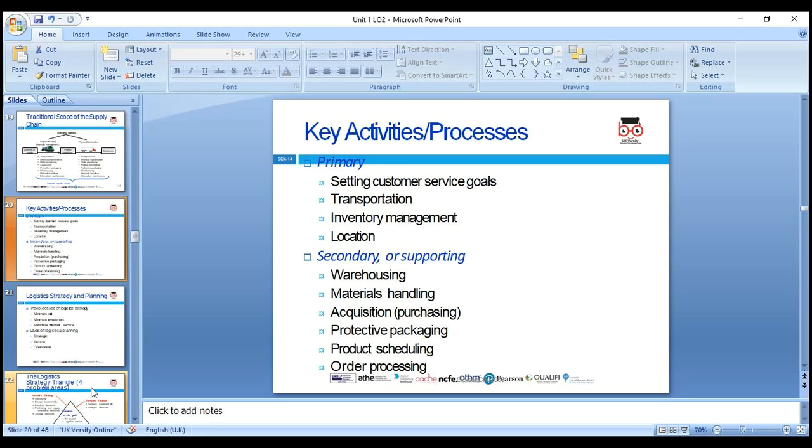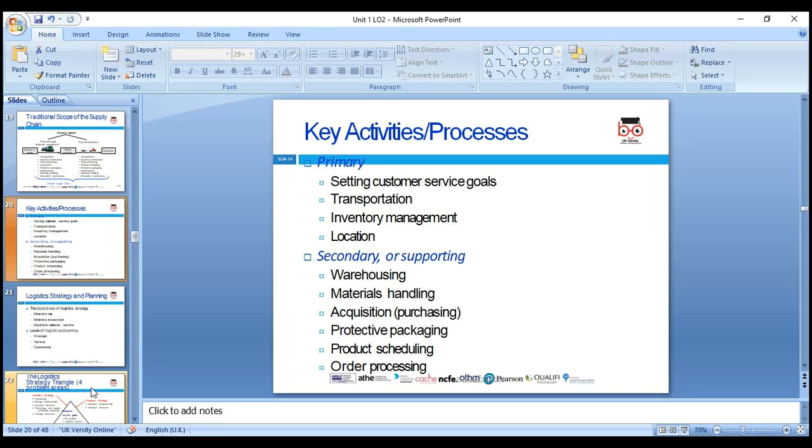But now this has changed to trains, so everywhere a train track is linked with it. But unfortunately a lot of train track is not really working, it's out of order. So secondary and supporting: warehousing, material handling, acquisition, protective packaging, and all this.